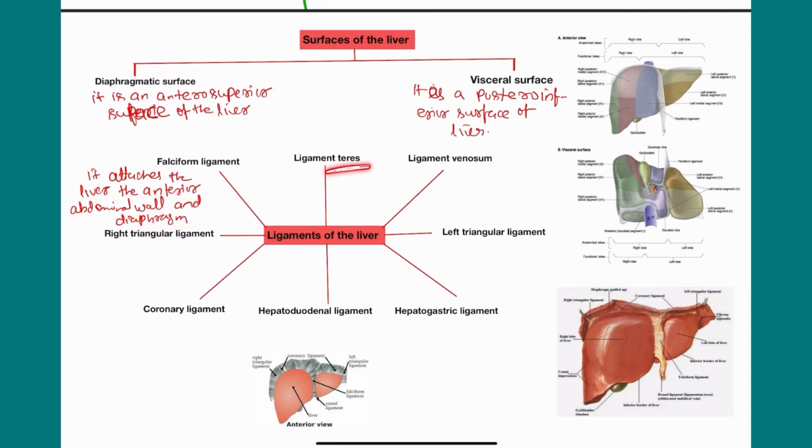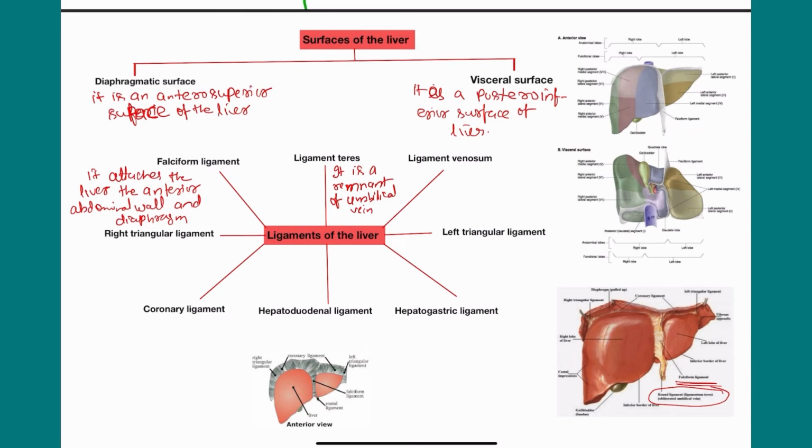The second ligament is the ligamentum teres. I already said about this. Ligamentum teres is also called the round ligament. You all know the round ligament is the remnant of the umbilical vein which is present in the embryo. So I will write it is a remnant of the umbilical vein. Here is the round ligament, and this is the falciform ligament.